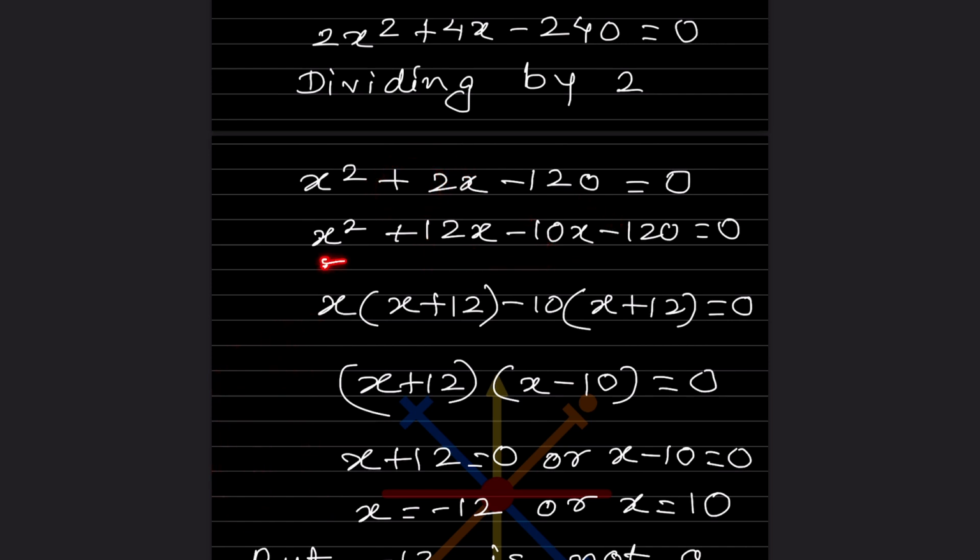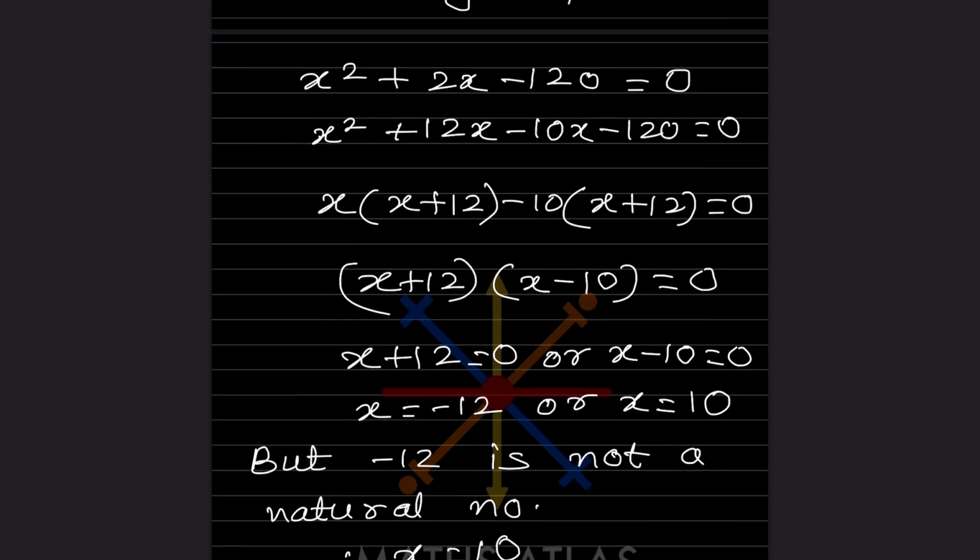The rest is the same. So now there are 4 terms over here. Let us make groups of 2. In the first group, that will be x, and what remains in the bracket is x plus 12. Minus sign as it is, 10, and what remains in the bracket is x plus 12. So here both are the same, so you will write x plus 12, and here is x minus 10. So x plus 12 is 0, and x minus 10 is 0.